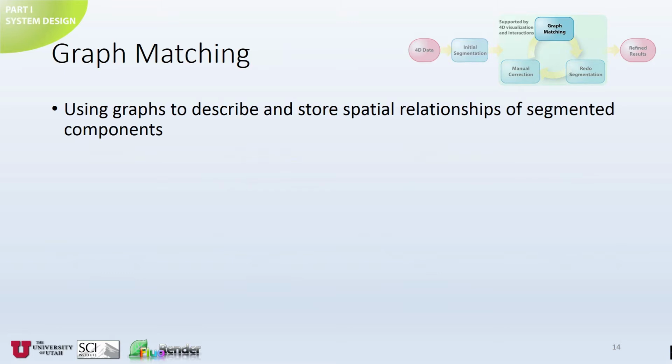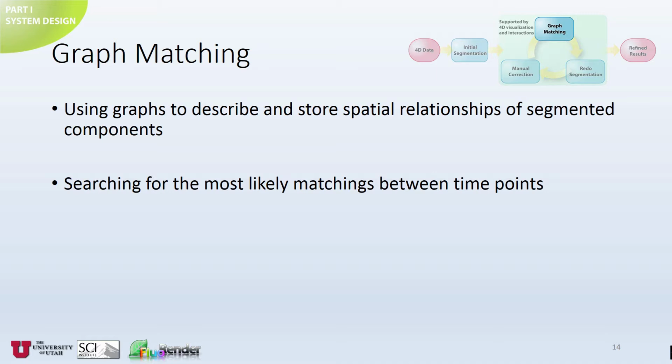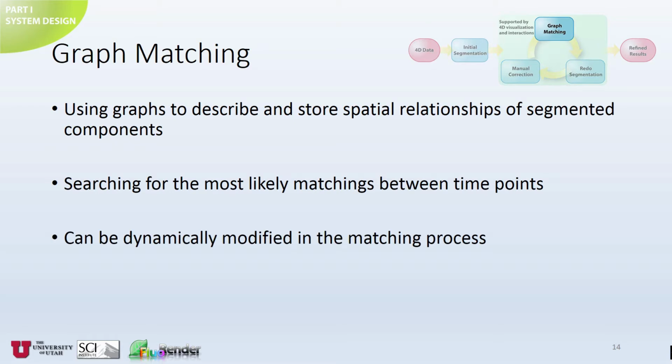After the establishment of the initially segmented results, we use graphs to describe and store the spatial relationships of the components from initial segmentation. The segmented cells are vertices on a graph, and the graph edges represent the spatial relationships among cells. To track the cells, we would like to find the most likely matchings of all possible edges. Since the initially segmented results may not be 100% accurate, we may want to modify the segmentation and therefore the graph. We design the graphs so that its components can be dynamically modified in the matching process.